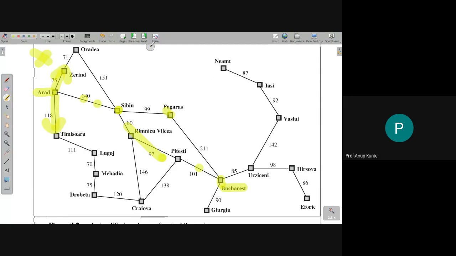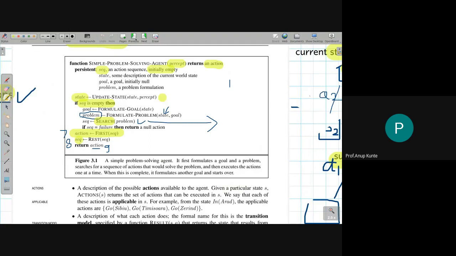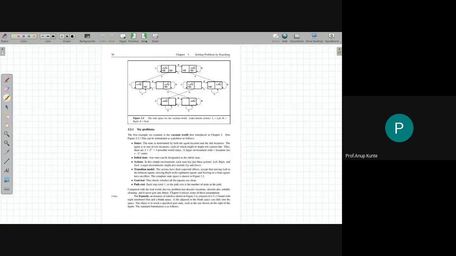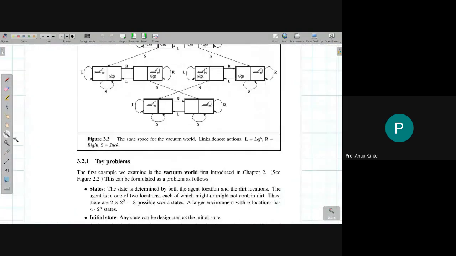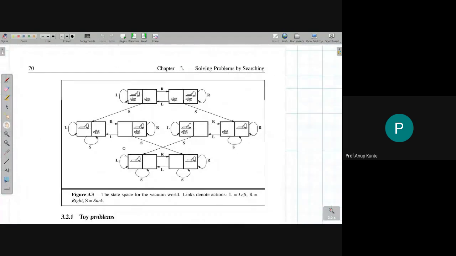ठीक है. So now we know how a formal problem is defined. We'll see one more problem example, and that is our classical example, which is the 2-room vacuum cleaner world. ये 2-room vacuum cleaner world बहुत बार again and again आएगा.